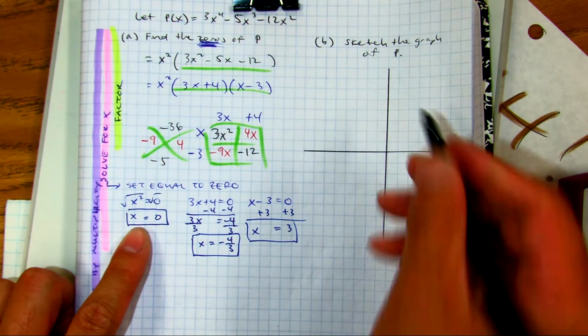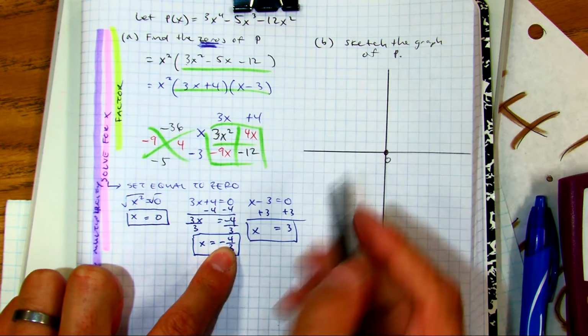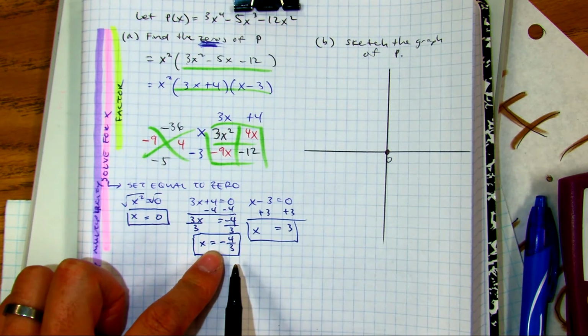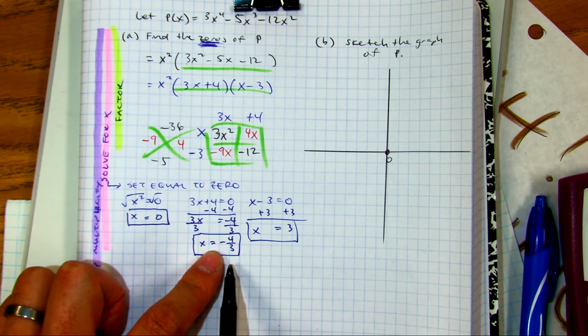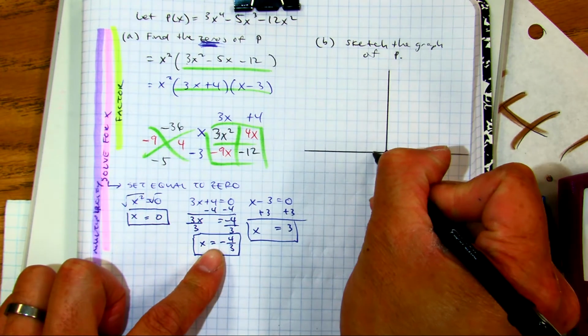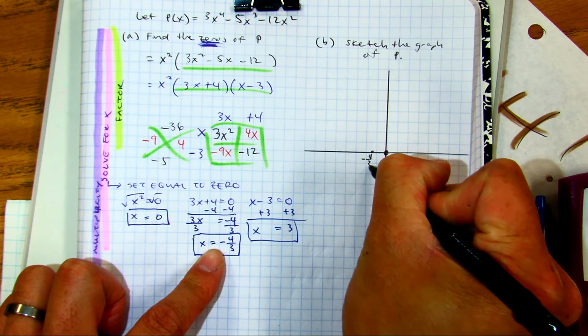X equals 0. Negative 4/3. As a student told me one time, they said, Mr. Ng, that's between -4 and -3. Is that true, class? No, it's -1.3, so a little bit past -1. Feel free to convert that into decimals, and then x equals 3.